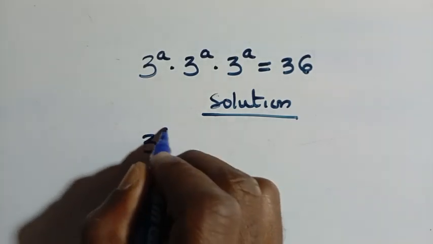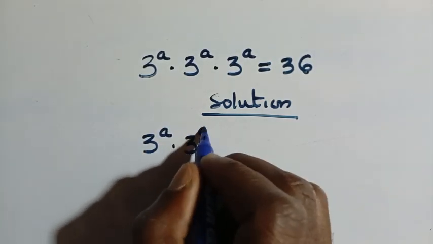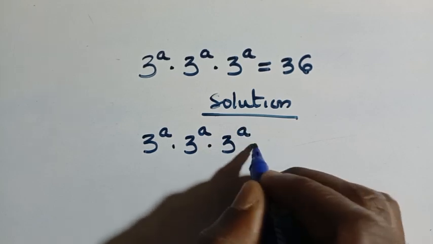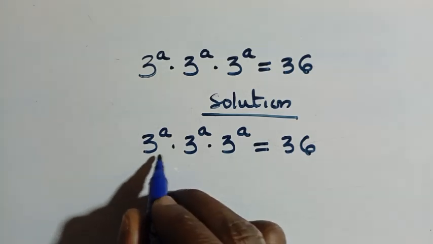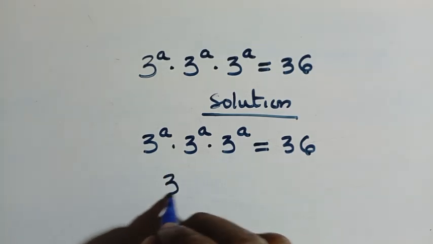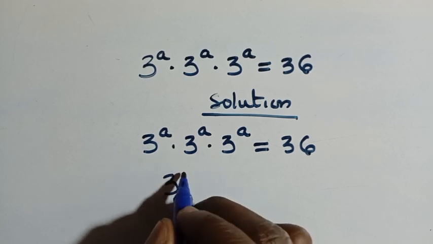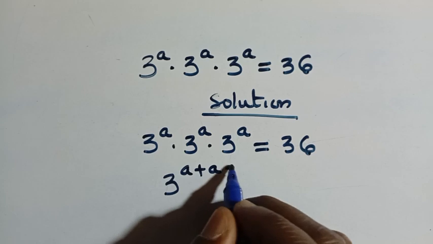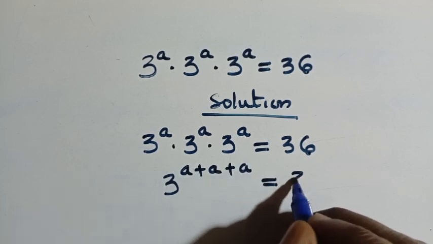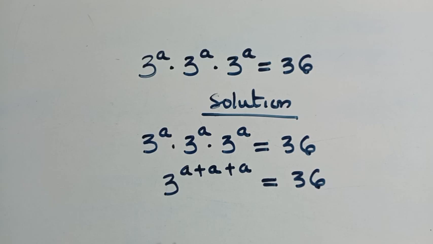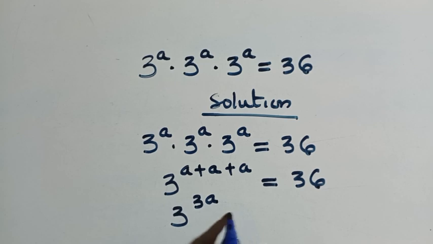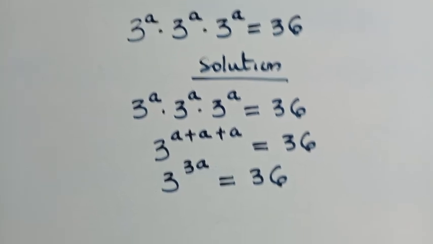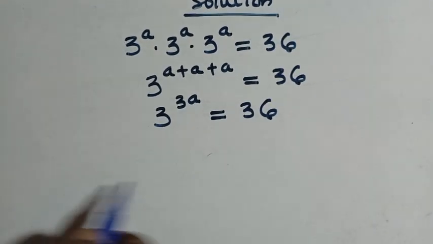So we're given from the question 3 raised to power a multiplied by 3 raised to power a multiplied by 3 raised to power a equals 36. Here we have the same base, so we take one base and add the powers together: a plus a plus a is 3a. So 3 raised to power 3a equals 36. In the next step, we are going to introduce logarithm to both sides.